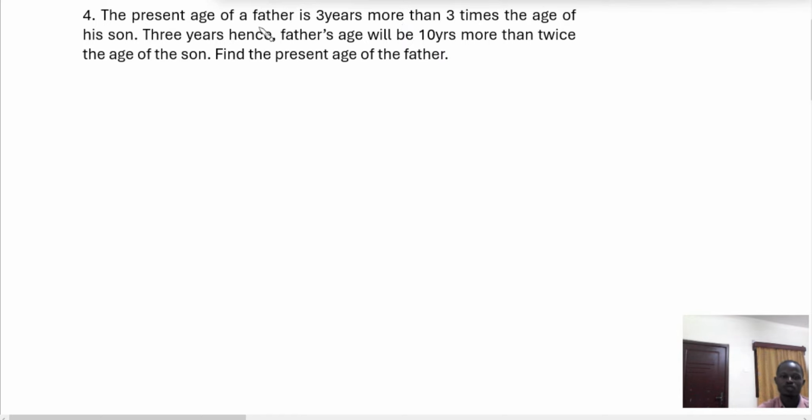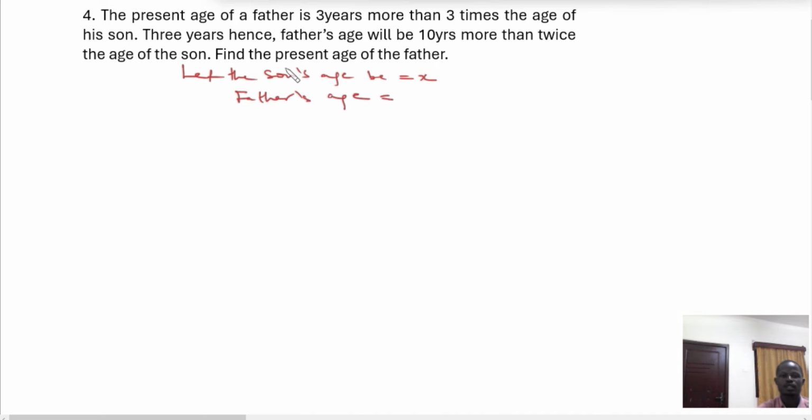So we don't know the age of the son. So we assume the age of the son to be X or Y or whatever value you want to assign to it. So let's say let the son's age be equal to X. So we've assumed the son's age as X. Now let's read this statement to analyze the father's age. So let's write father's age.